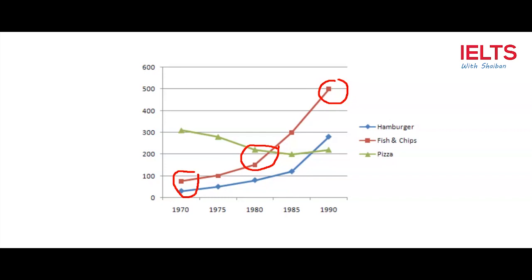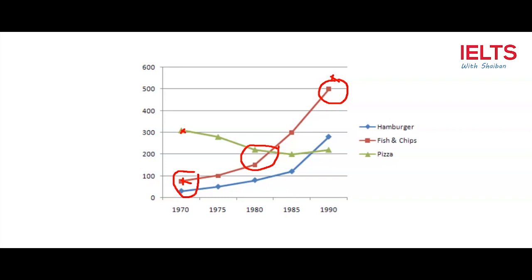Number 2, you have to show me how much the change is. Is it a big change or a small change? For instance, if you look here at fish and chips from 1970 till 1990, you can see it's a very big change. So when you use the language of change, you have to show me significant, remarkable, we say distinctive changes.